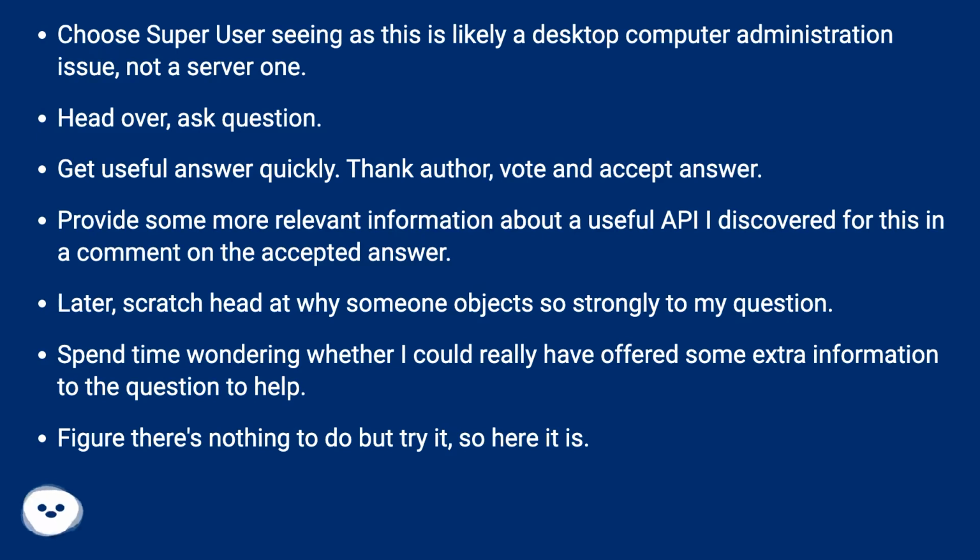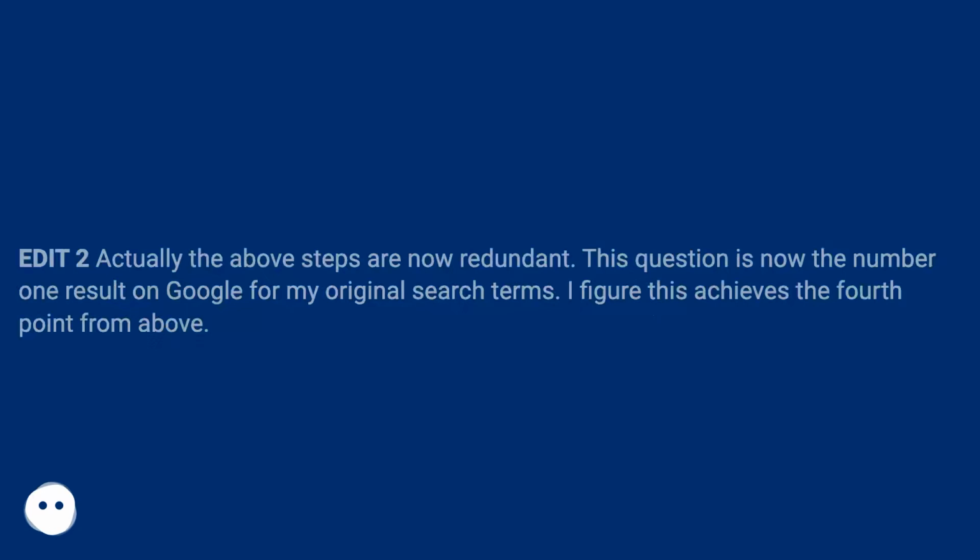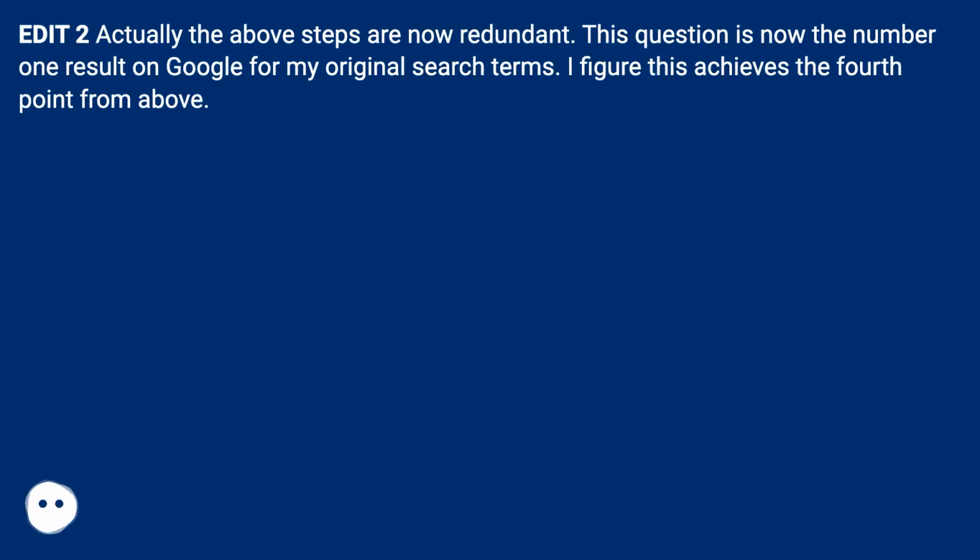Later, scratch head at why someone objects so strongly to my question. Spend time wondering whether I could really have offered some extra information to the question to help. Figure there's nothing to do but try it. So here it is. Edit 2. Actually, the above steps are now redundant. This question is now the #1 result on Google for my original search terms. I figure this achieves the 4th point from above.